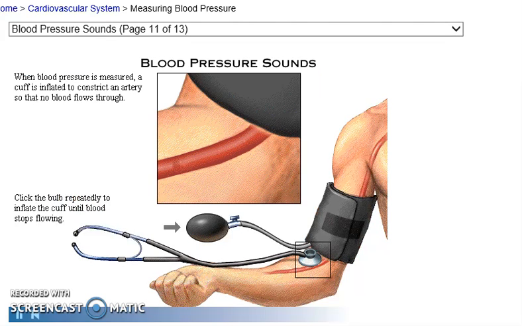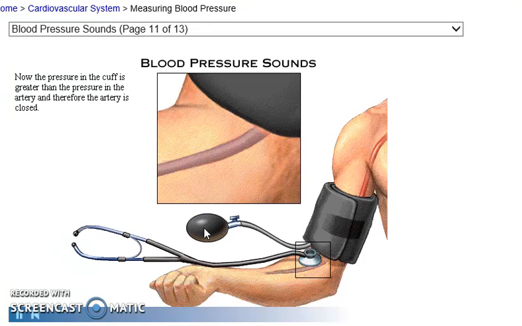The cuff is inflated to constrict an artery in the arm so that no blood flows through the artery. Click the bulb repeatedly to inflate the cuff until blood stops flowing. Now the pressure in the cuff is greater than the pressure in the artery, and therefore the artery is closed off, with no blood flowing through it.